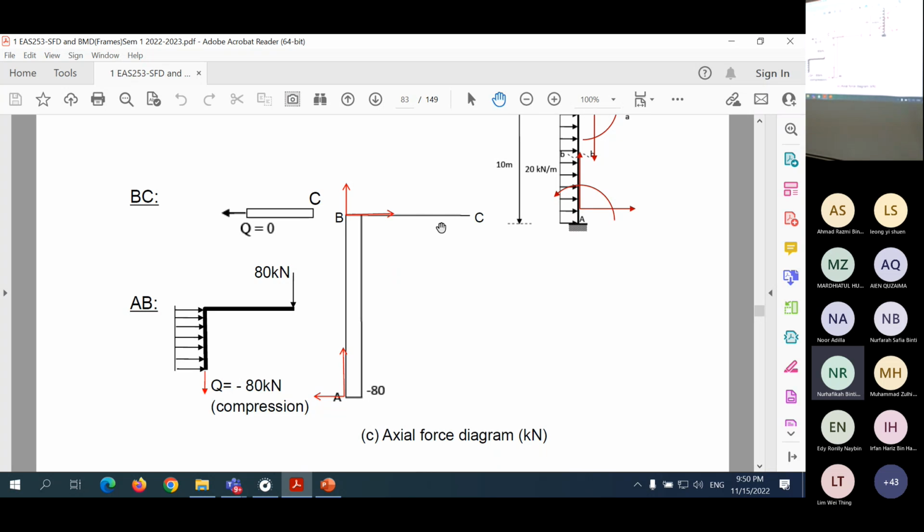So this will be the combined axial force diagram for this frame. B to C is 0, then AB is negative 80. So we draw on this side because of the plotting convention. Positive is here, negative is plotted over there. So the axial force is negative, that's why we plot on this side here.